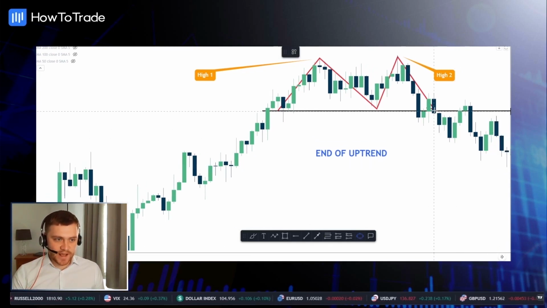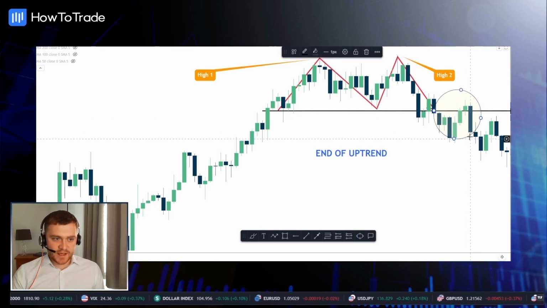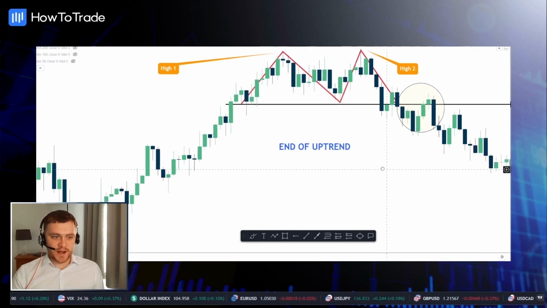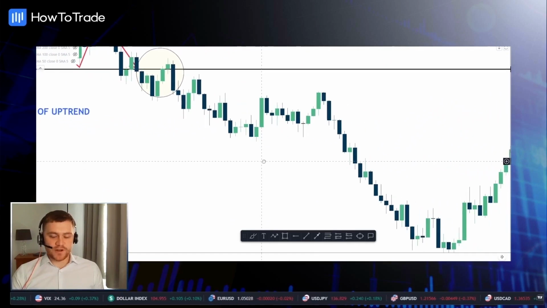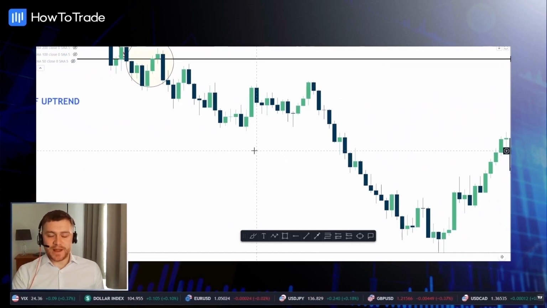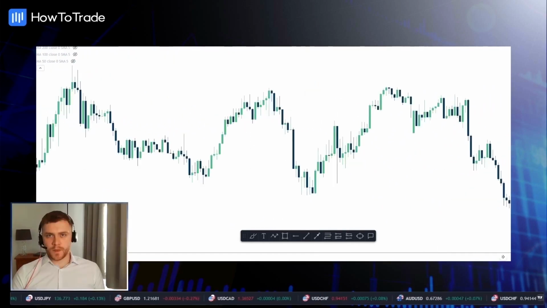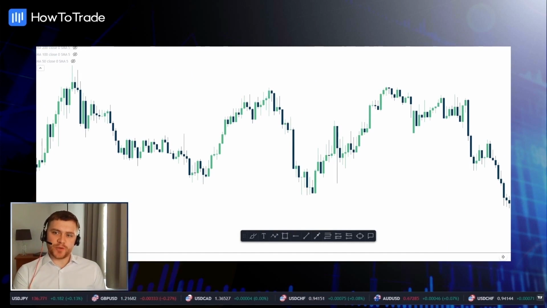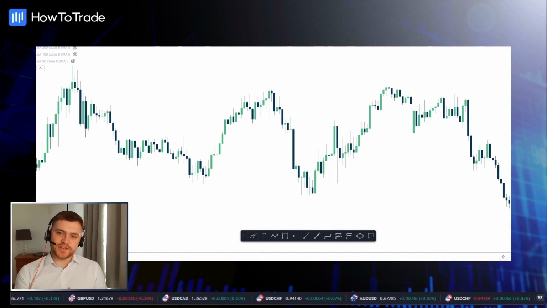And you can see that breakout candle just here. You can see that one there and this one here, and you can see after that we generally started trading to the downside, and we had that change in momentum. And the second way you can use a double top pattern is to identify it in a ranging market.